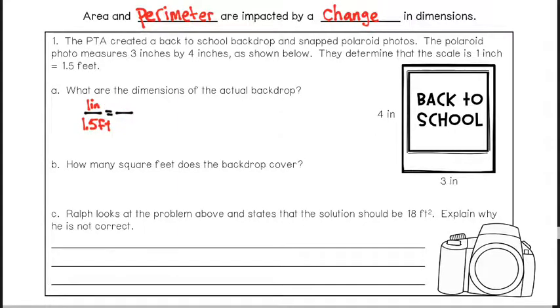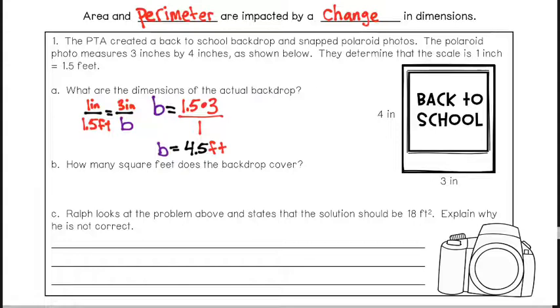I then take one of the dimensions and set it up. If I take this first one, I took 3, and 3 inches is the base that I'm looking for, so I'm going to use the variable b. Then I cross multiply, multiplying the diagonal numbers, 1.5 times 3, and then I divide by the leftover, which is 1. So 1.5 times 3 divided by 1 means the base is going to be 4.5 feet. So this distance from here all the way across is 4.5 feet in the actual item.